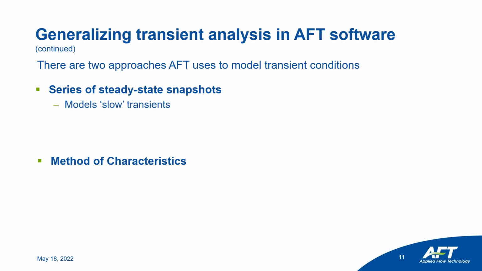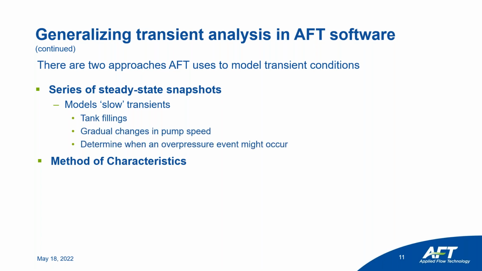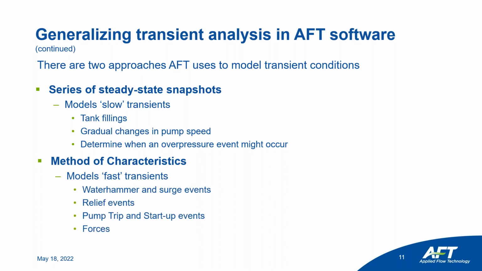So those series of steady state snapshots, again, we're considering kind of slow transients, things like tank fillings or very gradual changes. If we want to determine when an overpressure event might occur, but not necessarily model that overpressure event, all of that can be captured in the XTS module, whereas the method of characteristics is suitable for fast transients. So if you have water hammer or surge, a relief event, a sudden change to your pump operation if you need to trip it or if you're starting it up, and then from that, we can also determine the forces that occur on those pipes as well.